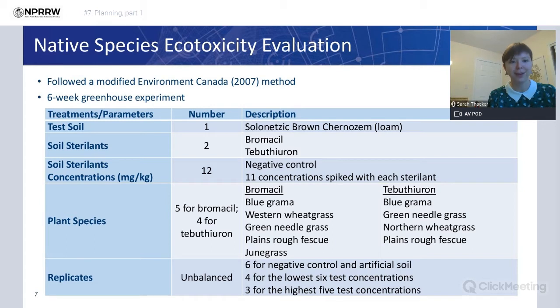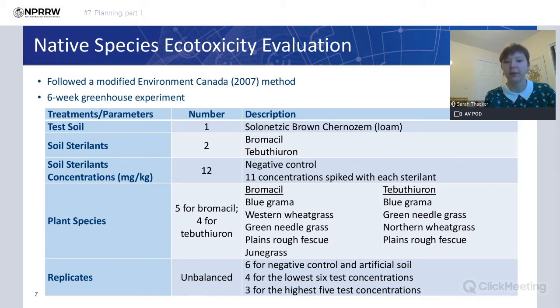Okay, so getting into how this project was designed. We conducted a greenhouse experiment to assess the toxicity to different native species. We followed a modified Environment Canada method. Environment Canada lays out a method for testing terrestrial species when exposed to contaminants in soil, and we followed this method with a few modifications. Generally these experiments are run for 3 weeks, but we chose to double this and run it for 6 weeks.